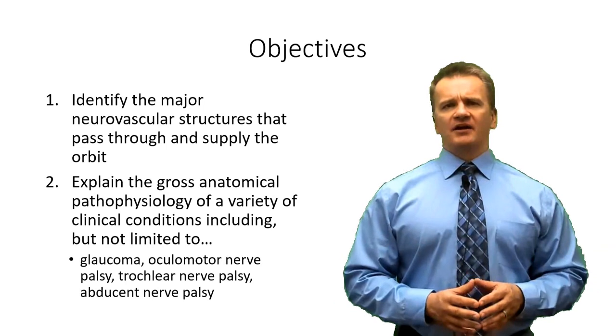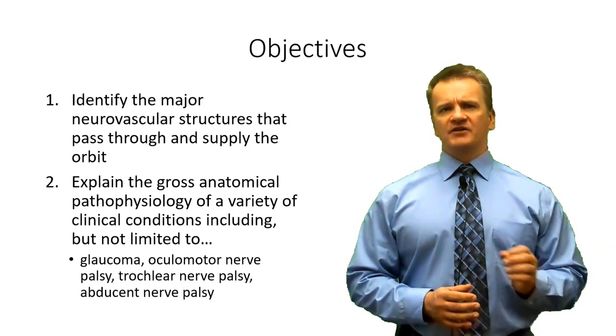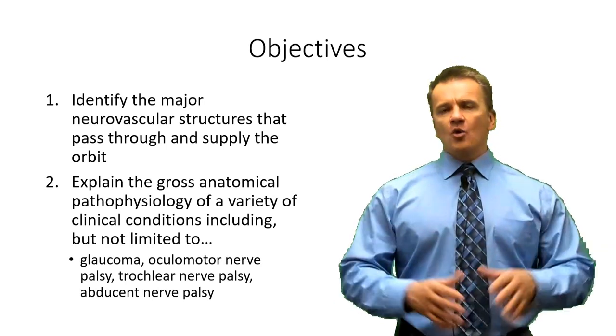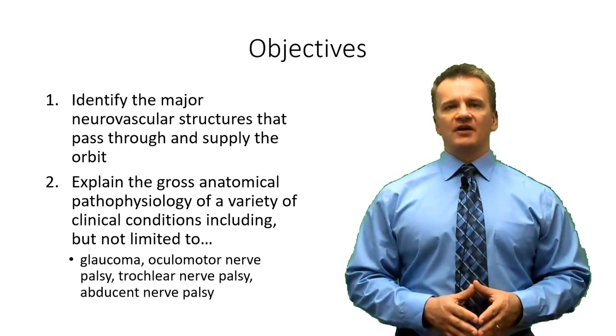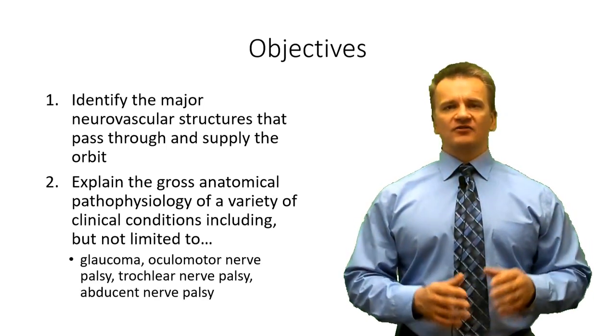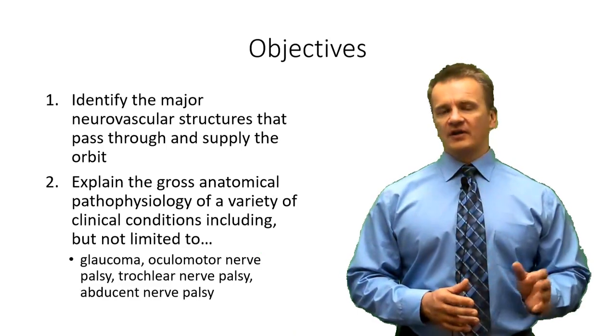The major blood supply comes from the ophthalmic artery off the internal carotid artery. We'll look at each of these branches in turn, as well as the expected effects of some of the cranial nerve palsies we are likely to encounter.